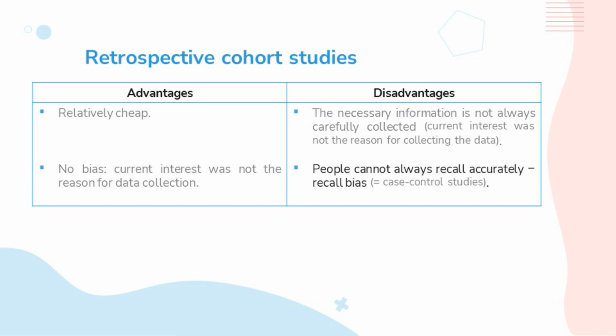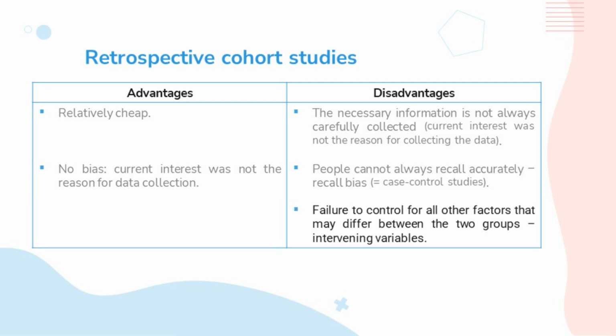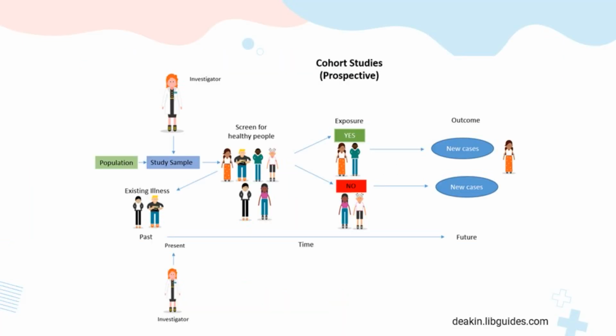Retrospective cohorts also suffer from the disadvantage that people with the outcome of interest are more likely to remember certain antecedents or to overestimate or underestimate what they now consider to be risk factors, recall bias. The same problem is characteristic of case control studies. Another potential problem is a failure to control for all other factors that may differ between the two groups, intervening variables.